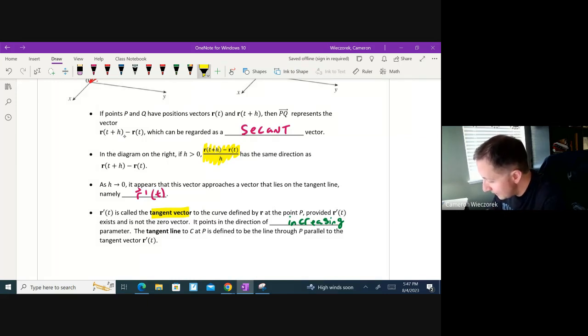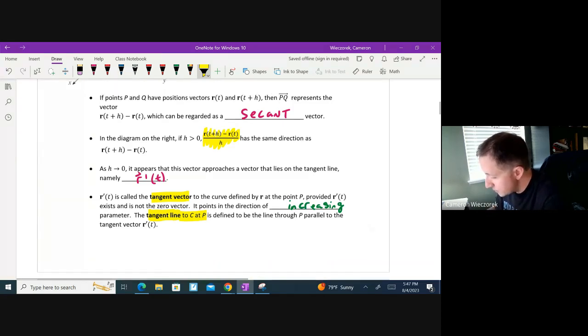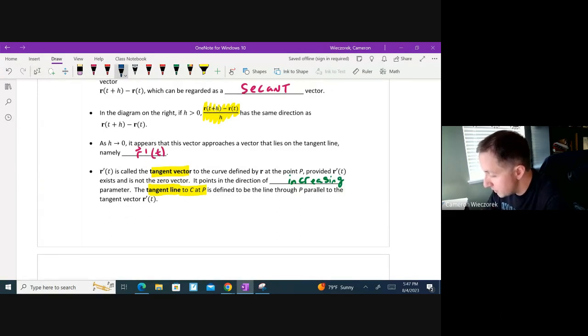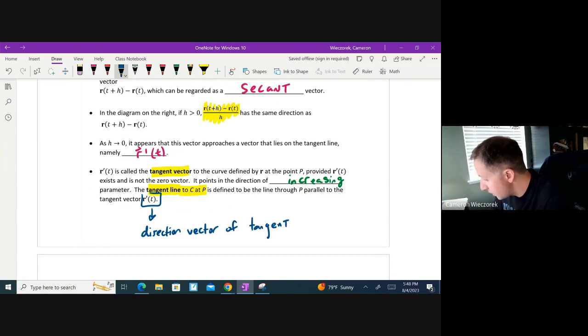Okay? And the tangent line to that curve, C, at that point P, is defined to be the line that goes through P and is parallel to that tangent vector r prime of t. So in other words, r prime of t would end up being the direction vector of your tangent line. Remember how we've been writing equations of lines in parametric form? We needed a point on that line and we needed a direction vector. Well, when we write the equation of the tangent line, our direction vector will be r prime. It'll be that tangent vector, that derivative vector. We'll do some problems like that in a little bit.